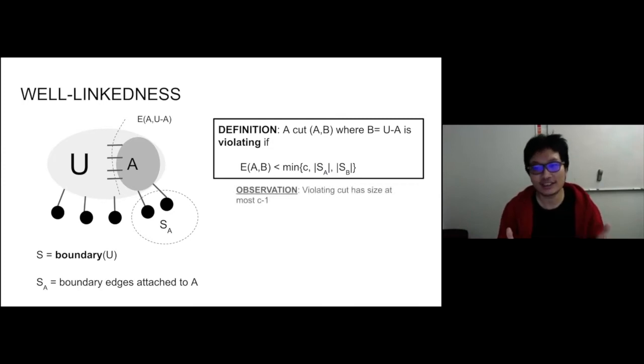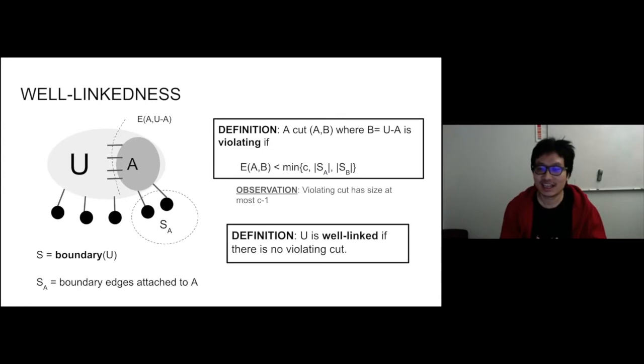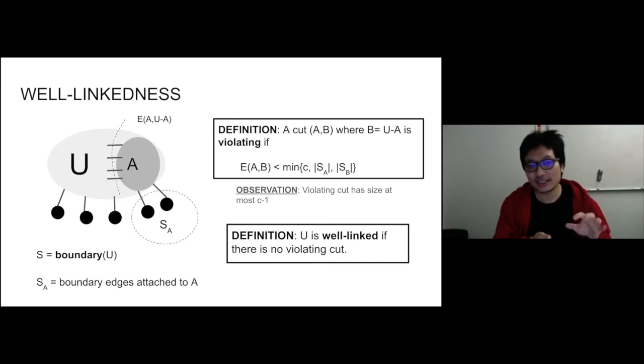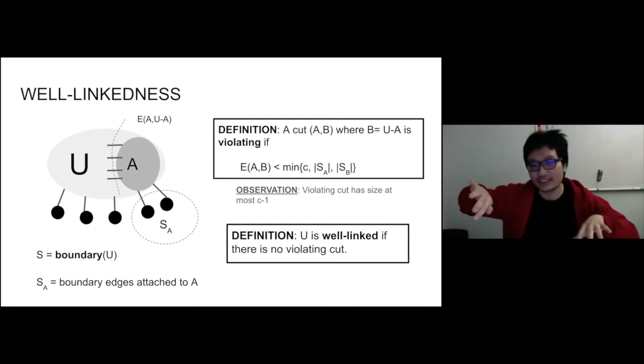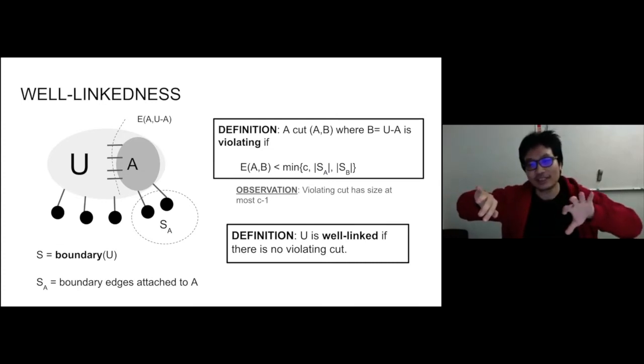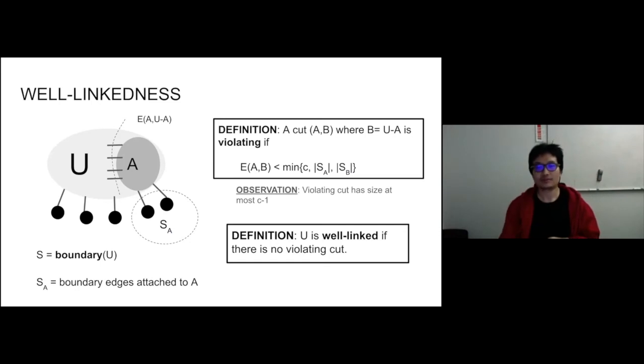Notice that any violating cut has size at most C minus 1, because any cut of size C will not be violating. And I say that the cluster U is well linked if there is no violating cut. So no matter how you cut the graph, there are more edges that hang outside than the edges that cross inside. So that's roughly what it means to be well linked, apart from the fact that this is thresholded by C.